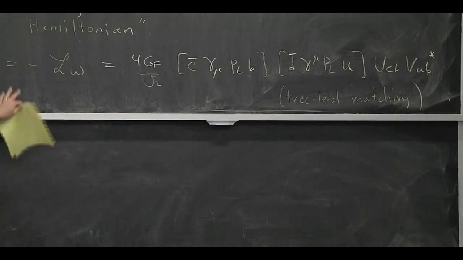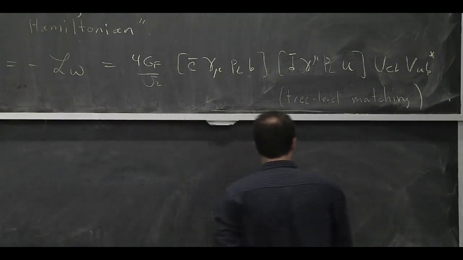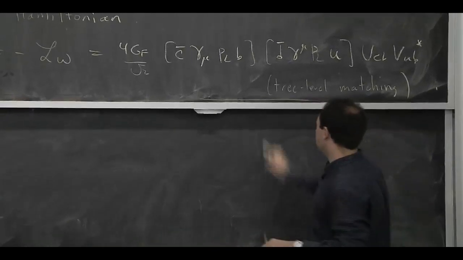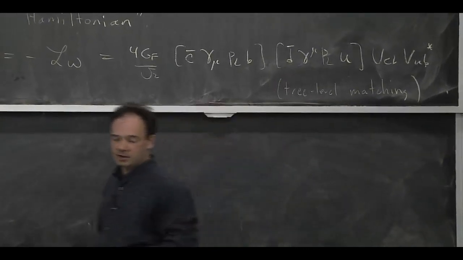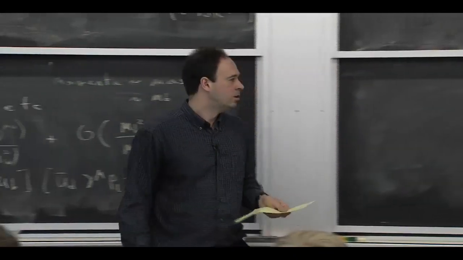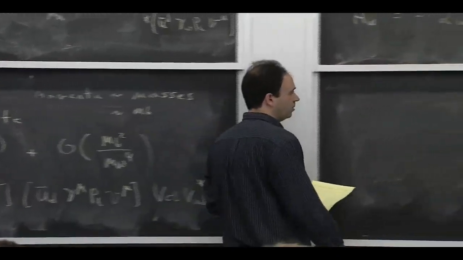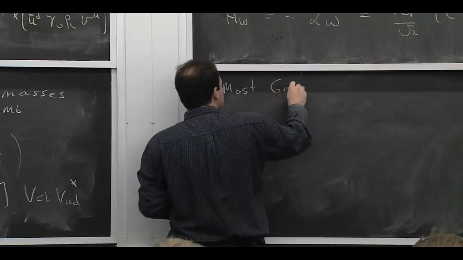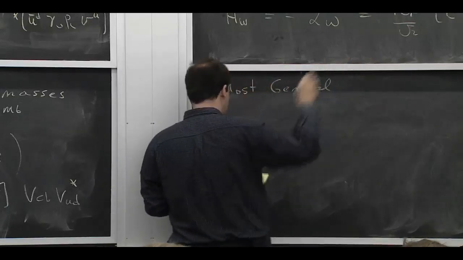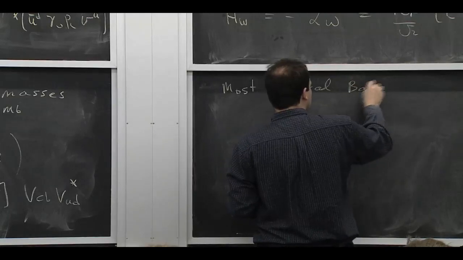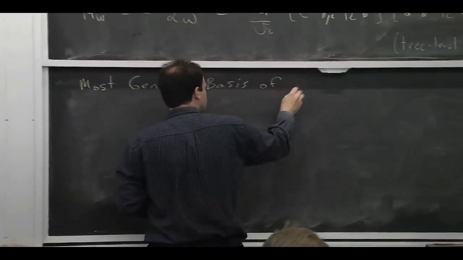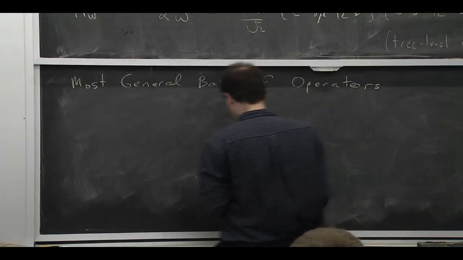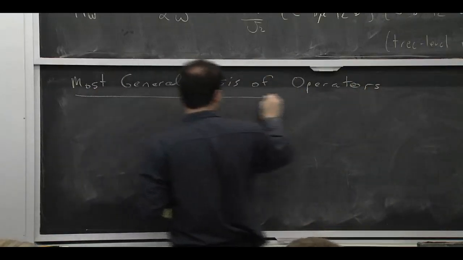Well, if we want to think about theory 2, which is this theory, in more detail, we should worry about whether, with just this operator, we've got a complete set of structures that could possibly occur. So we should think about the symmetries. And it's useful, therefore, to construct the most general basis of operators in theory 2. And we'll just do that.